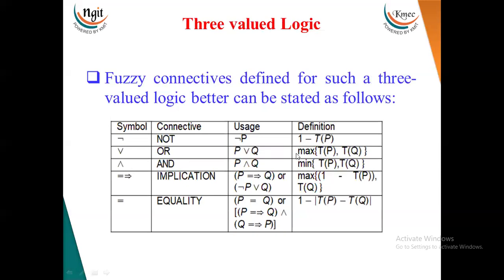Or is P or Q: maximum of T of P and T of Q. And is the minimum of T of P, comma T of Q. Implication, we can write in these two equations also. P implies Q, or negation P or Q, can be calculated as max of 1 minus T of P, comma T of Q. Okay, finally equality. It can be written as P equal to Q, or P implies Q and Q implies P. This can be calculated with the help of 1 minus the modulus of T of P minus T of Q.